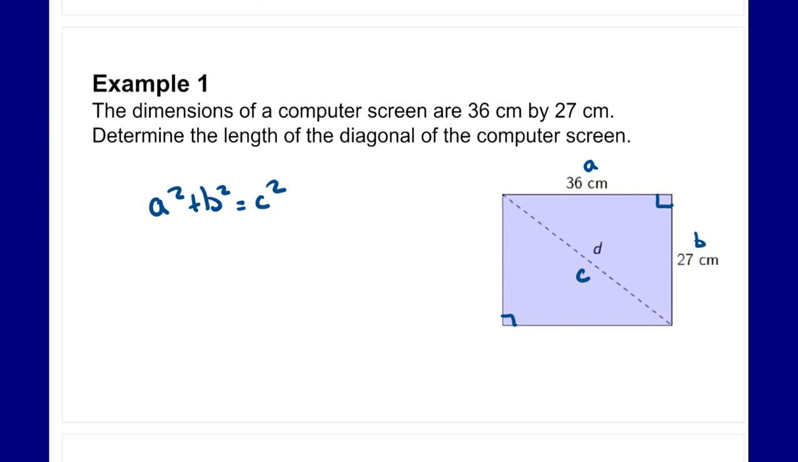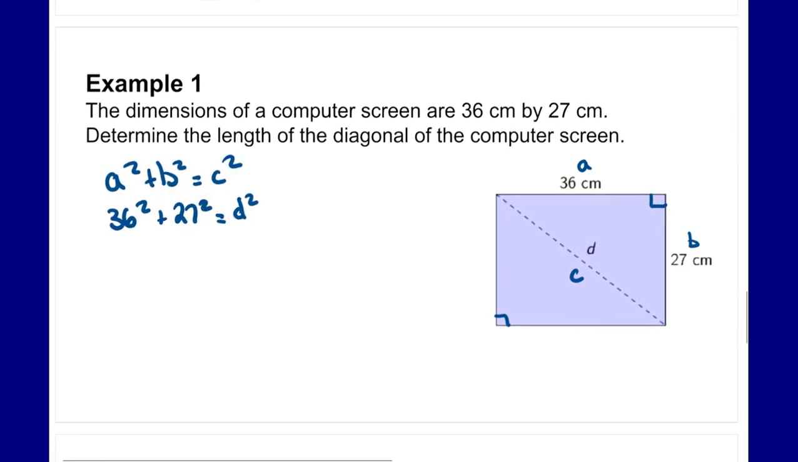So A is 36, so 36 squared plus B squared, which is 27, so 27 squared, equals C squared. Or I can just write it as D squared, to keep the notation similar to my diagram. I'm going to square each term. So 36 times 36 is 1,296.